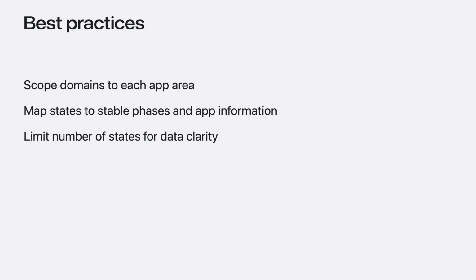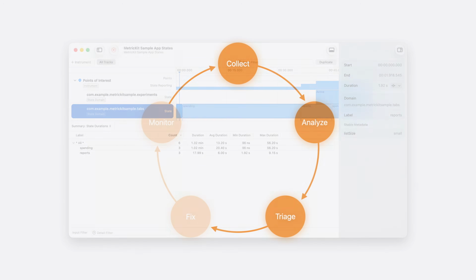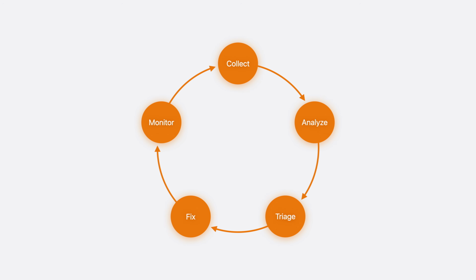Too many states can result in data that's too granular and can actually make it harder to interpret the overall picture. There are also upper limits to the number of states to minimize overhead. Finally, use the points of interest instrument to validate that the states you report match your expectations before you ship. MetricKit lets you find and fix performance problems faster than ever. Continue to monitor the data on an ongoing basis to target and plan your performance work.